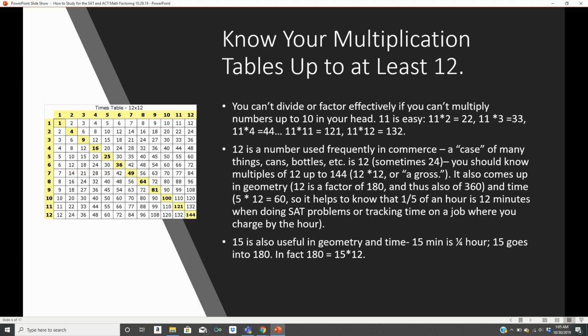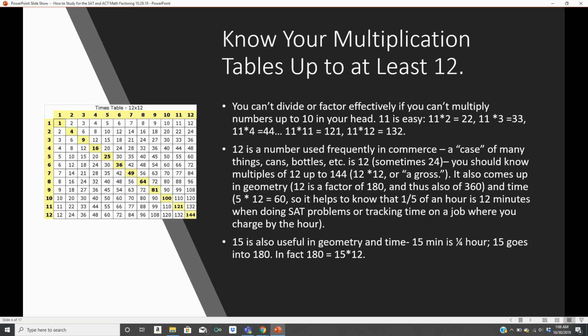It also comes up in geometry. 12 is a factor of 180, thus also 360. So if you're working with degrees in geometry, 12 is often a number that you're going to be looking at as part of the problem because, again, it makes for nice, neat, contrived SAT or ACT problems.